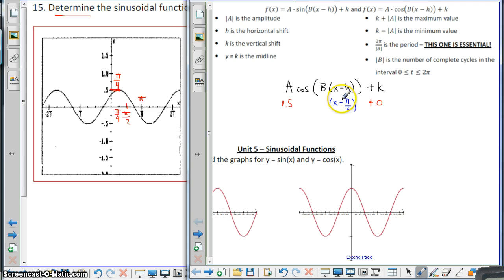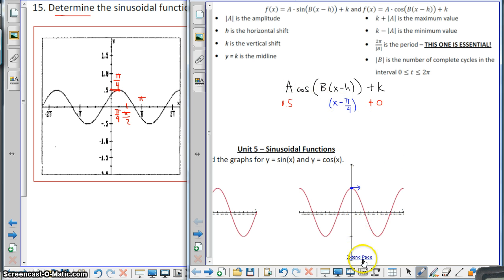Now, this minus or plus is going to tell me whether I have shifted right or left. Because if cosine starts here, the graph that I'm looking at shifts to the right, so that's going to be a minus, since it's inside there. So x minus means to the right.